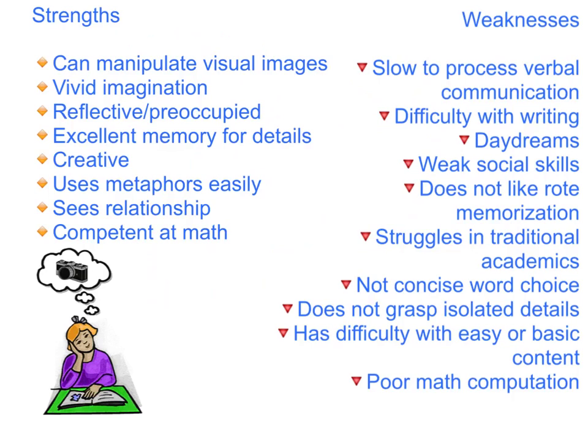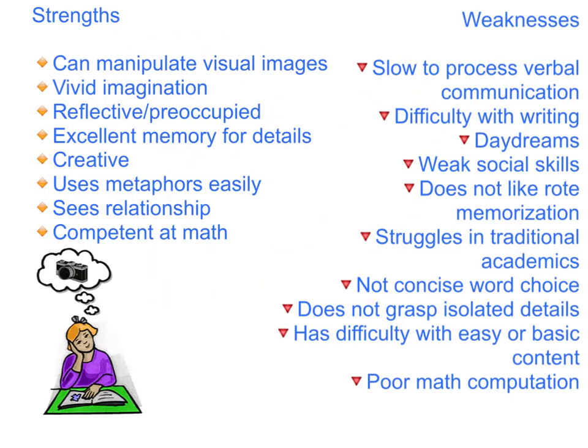Some strengths that they have: they can manipulate visual images. They have a very vivid imagination. They tend to be reflective or preoccupied. They have excellent memory for detail. They're creative. They can use metaphors easily. And they can see relationships or are competent at math.